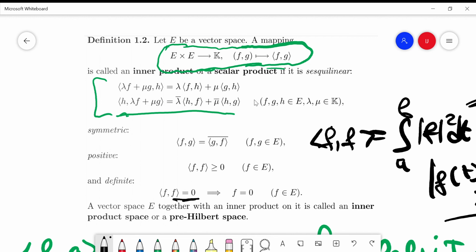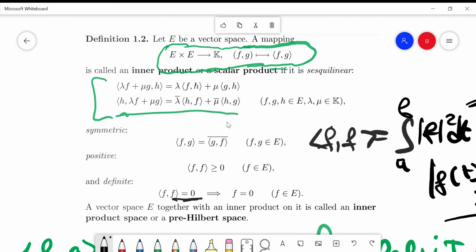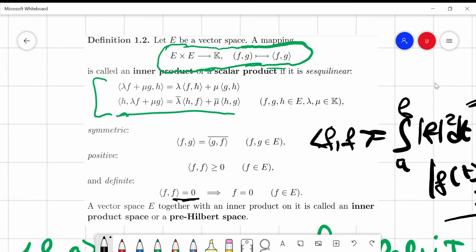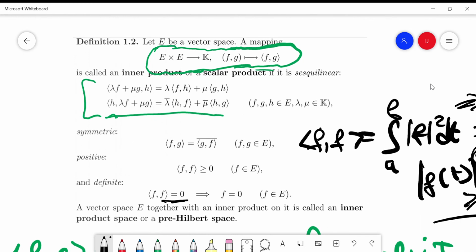Lastly, these screenshots or these definitions and lemmas are taken from the book that I will put below the video. If you want, you can take a look for detailed or further explanations.